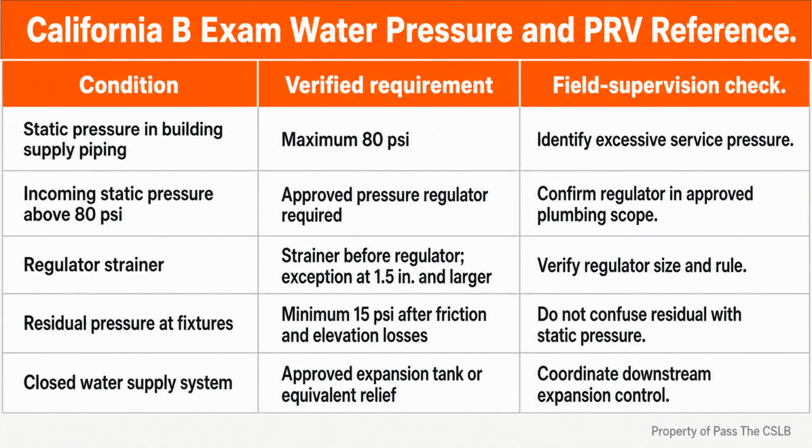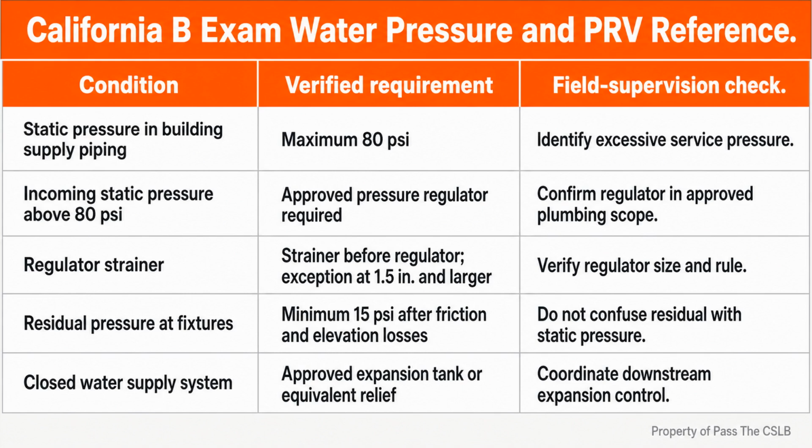Based on the published CSLB study outline, plumbing hazard recognition and field coordination fall within testable material. The general B responsibility here is to recognize the condition, coordinate the plumbing work, and verify the required protection without stepping into device sizing or hydraulic design. Static pressure is the pressure in the water supply while the water is at rest. Residual pressure is the pressure that remains while the system is delivering water after friction and elevation losses have taken their share. Those are different measurements, and mixing them up leads to bad decisions.